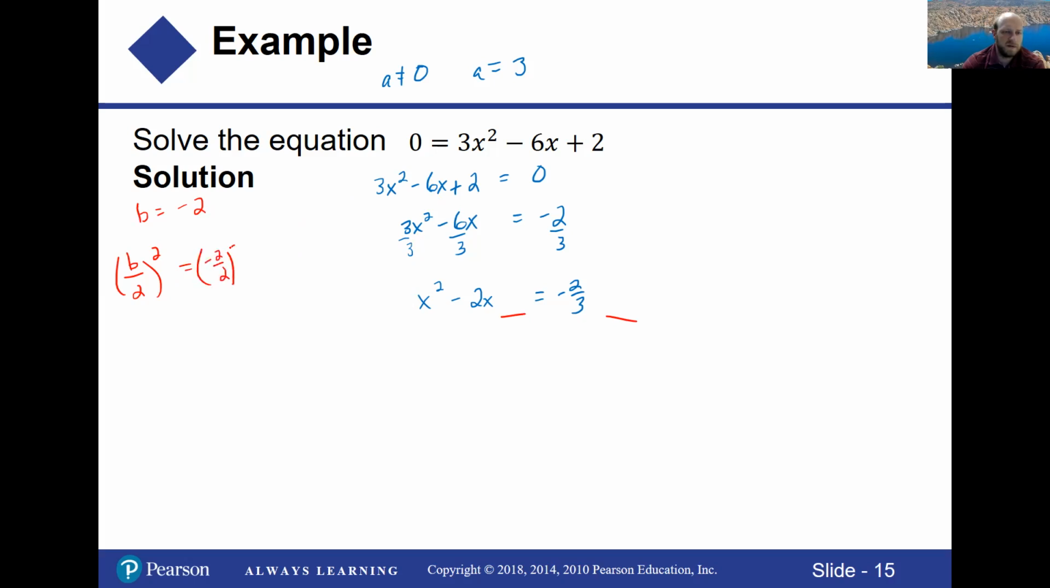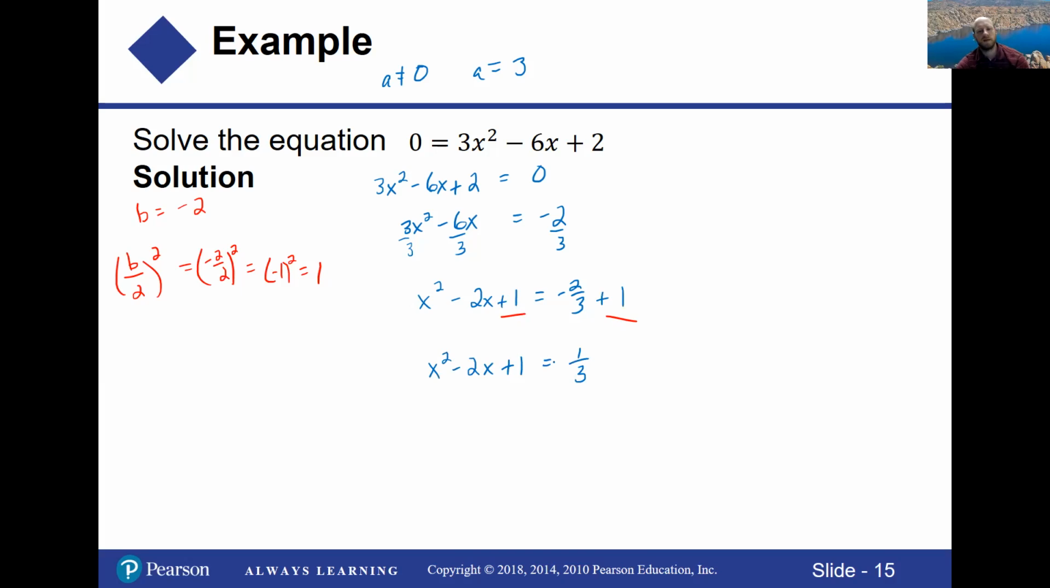So I have -2 over 2, and then I'm going to square that. So -2 over 2 is -1. Squaring that, I get -1 squared, which is 1. So my b over 2 squared term is 1. So I'm going to add 1 to both sides. So now I have x squared minus 2x plus 1 equals 1/3.